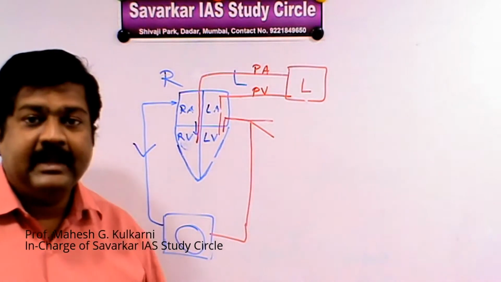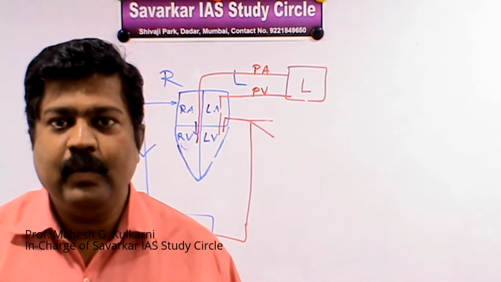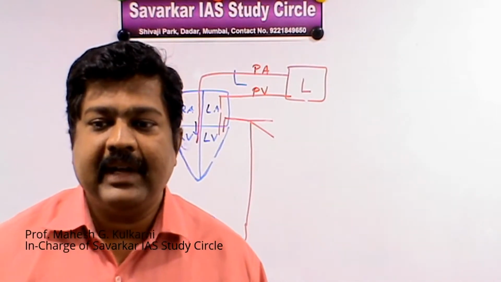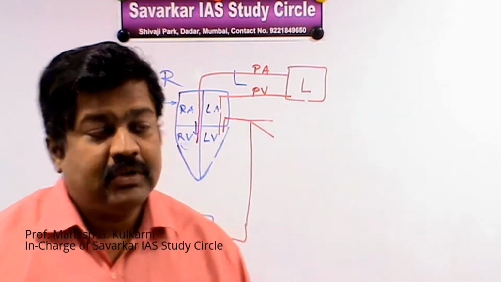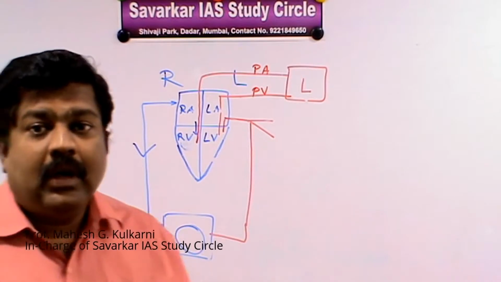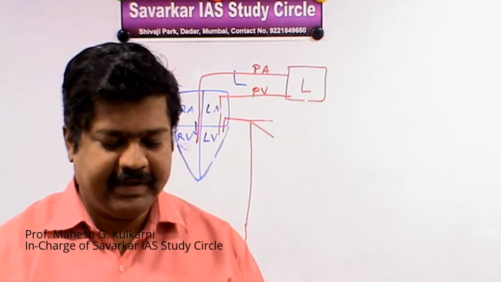The pulmonary artery carries deoxygenated blood. In spite of being an artery, it carries deoxygenated blood, and the pulmonary vein, in spite of being a vein, carries oxygenated blood. So there is only this difference here. Otherwise all arteries carry oxygenated blood and veins carry deoxygenated blood.